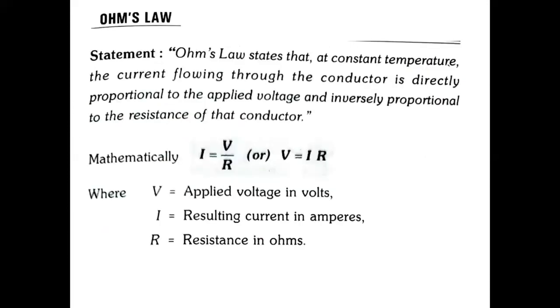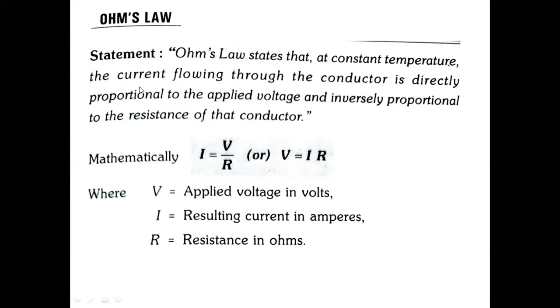Next, Ohm's law. Ohm's law says that at constant temperature, the current flowing through the conductor is directly proportional to the applied voltage and inversely proportional to the resistance of that conductor. So mathematically, you can write it as I is equal to V by R. So V is equal to IR. Where V is applied voltage in volts, I is resulting current in amperes, R is the resistance in ohms.